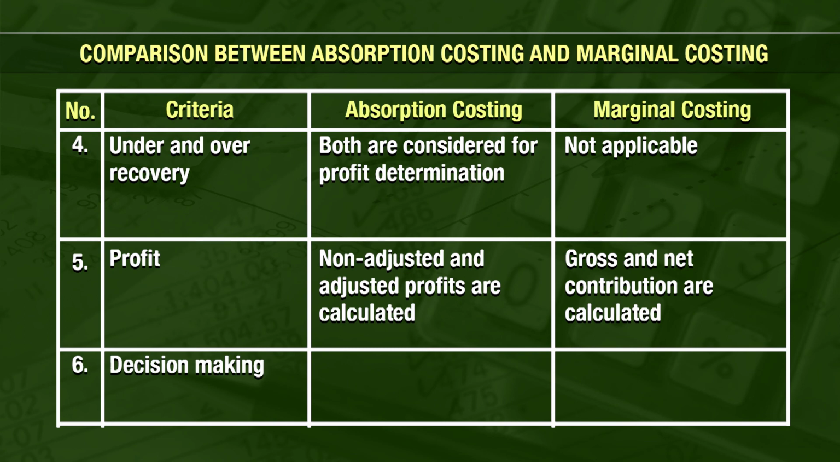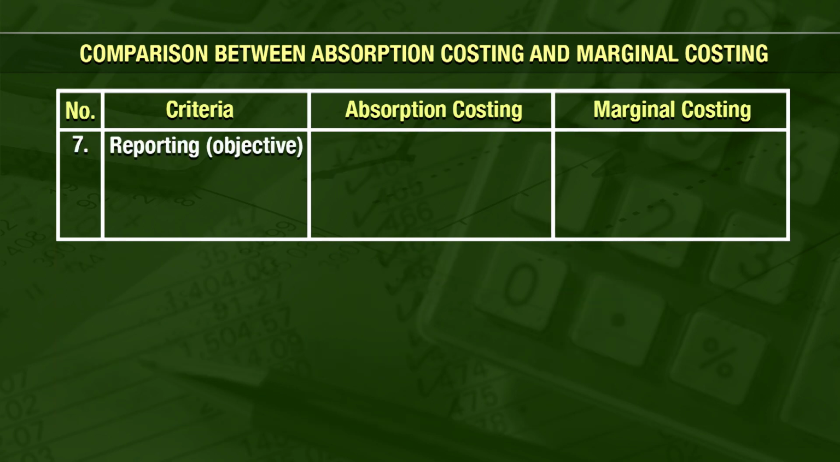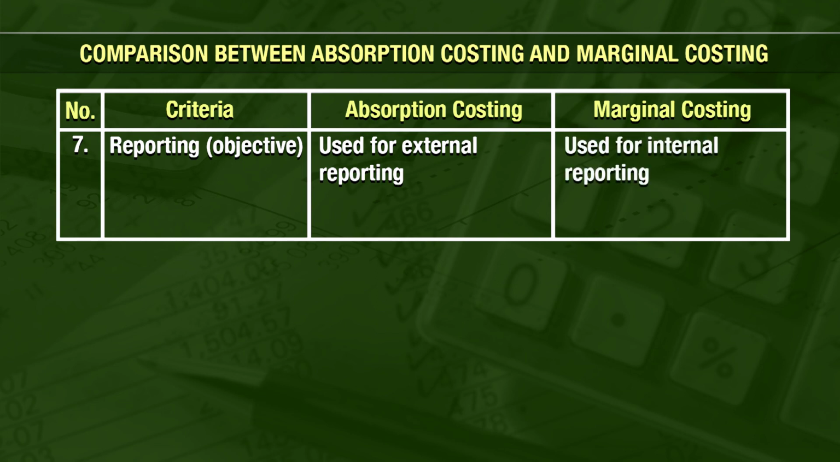Next, we will see decision making. Decision making means short term decision, and when you are going to take a short term decision, at that time absorption costing is not useful, but marginal costing is useful. And finally, from the viewpoint of reporting, absorption costing is useful for external reporting, while marginal costing is used for internal reporting.